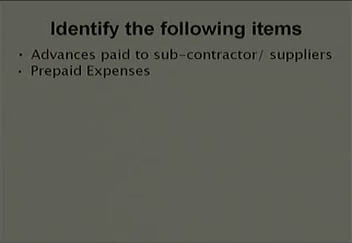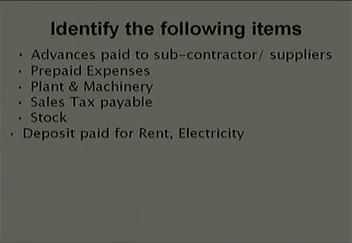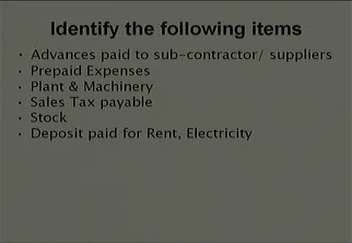Now, from the items that I am going to give you, just try to identify which one is current asset, which one is current liability, which one is long term asset and which one is long term liability. Advances paid to subcontractor, is it part of current asset, current liability, fixed assets, long term liability? Just try to think over these things. Prepaid expenses, plant and machinery, sales tax payable, stock, deposit paid for rent as well as for electricity.